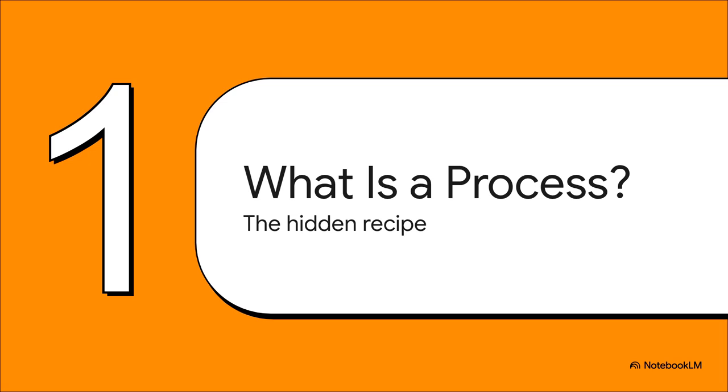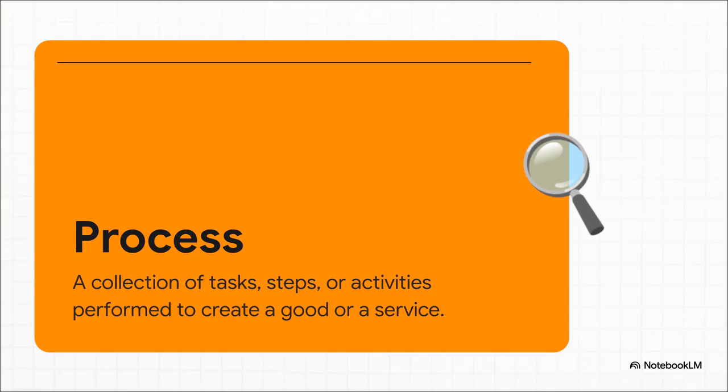All right, first up, let's get on the same page about a word we're going to be using a lot. What in the world is a process? Well, at its heart, a process is just a set of steps you take to make something, whether that's a product or a service. And once you start looking for them, you see them absolutely everywhere. A law firm handling a case? That's a process. A hospital admitting a patient? Yep, that's a process too. And, of course, our pizzeria making dinner? That's one big process. They're like the hidden recipes that guide everything we do.